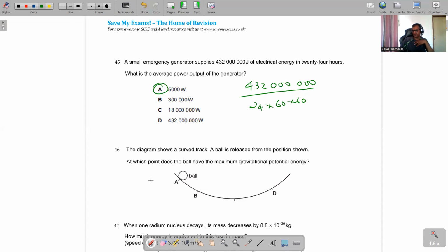The diagram shows a curved track. A ball is released from the position shown. At which point does the ball have the maximum gravitational potential energy? We said A, B, C. The answer is A.